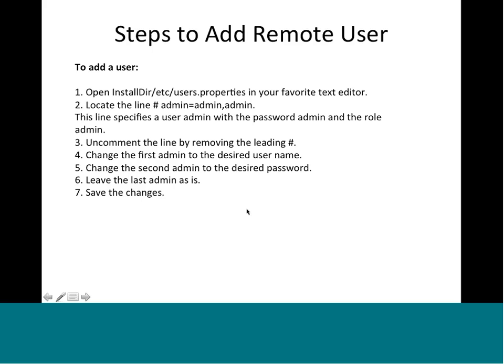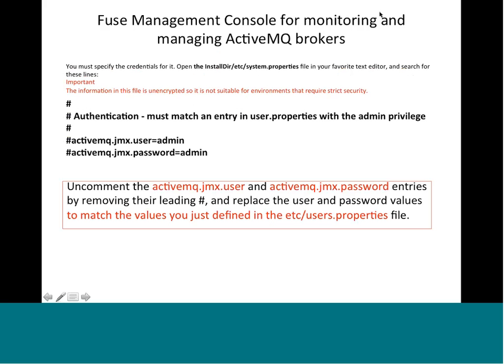After adding the user, your next step is to go and enable your messaging. You can say JBoss Red Hat AMQ to support remote or you say management console. Very simple. I told you system.properties. You have to go to system.properties and locate these 2 lines, activemq.jmx.user and activemq.jmx.password, and you have to uncomment these also. Okay?